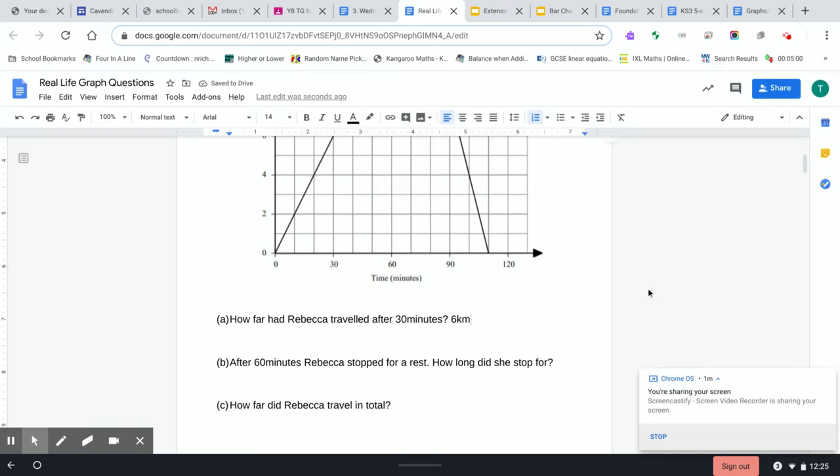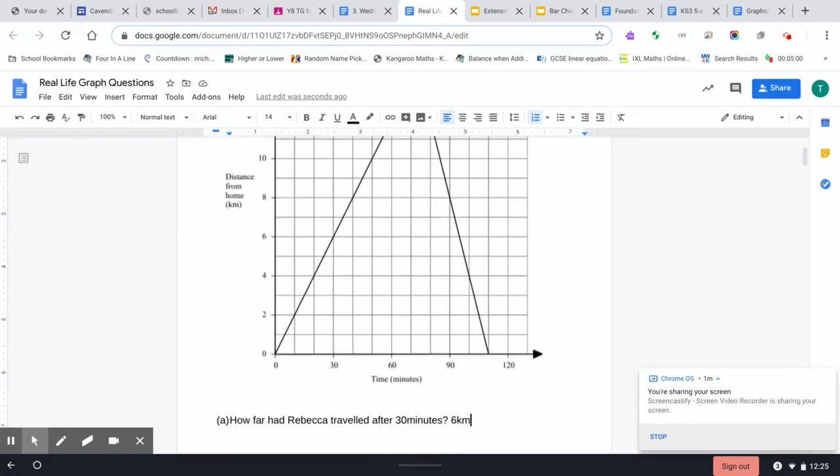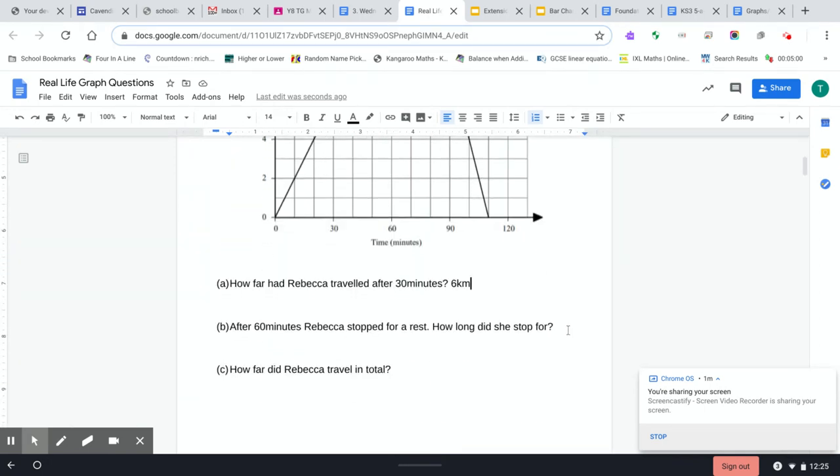The second question, after 60 minutes, Rebecca stopped for a rest. How long did she stop for? Okay, so go to the time, 60 minutes. You can see she stopped because she didn't go any further or she didn't come back. So she stopped from here to here. So if you go down, these are going up in tens. Okay, so that'd be 70, 80, 90. So that means she stopped for 2 lots of those. So that's 20 minutes. Just a quick stop. 20 minutes.